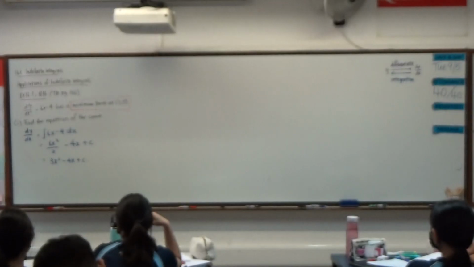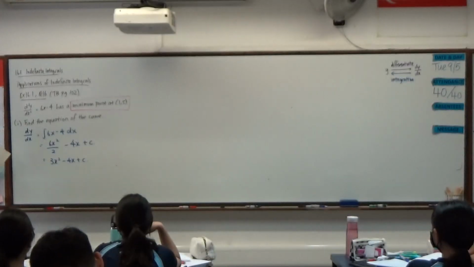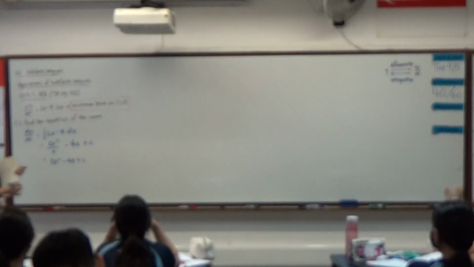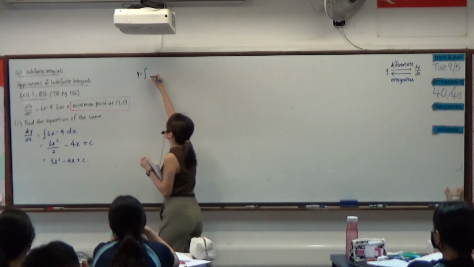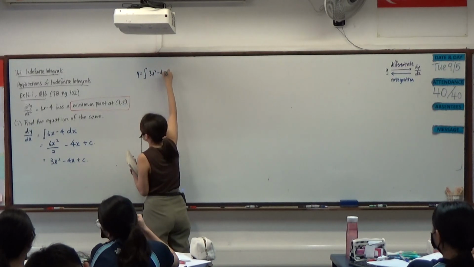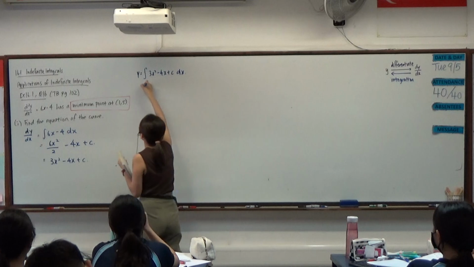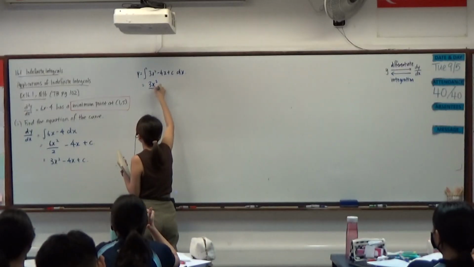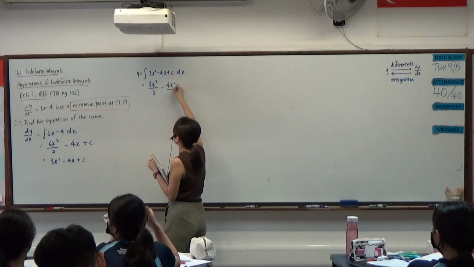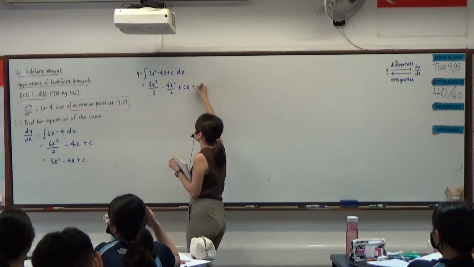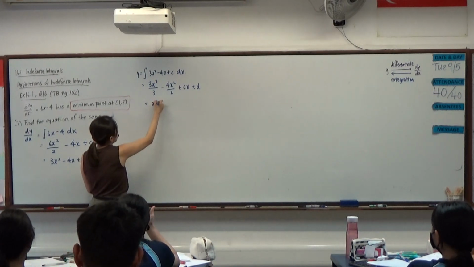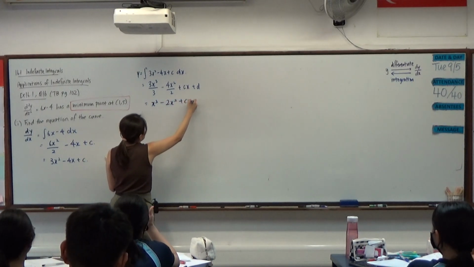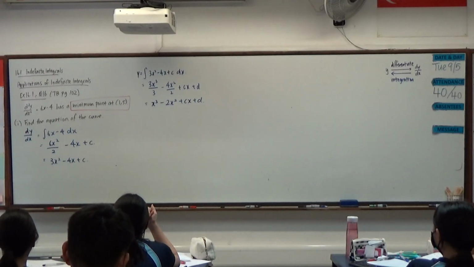Right? Then most of you know that we are trying to find the equation of the curve, so we need to integrate this again. Integrating this again will help us get our y. So integrating 3x squared minus 4x plus c dx, we get 3x cubed over 3 minus 4x squared over 2 plus cx plus d. Simplifying this, we get x cubed minus 2x squared plus cx plus d. Right? So minimally we should all be able to do this.